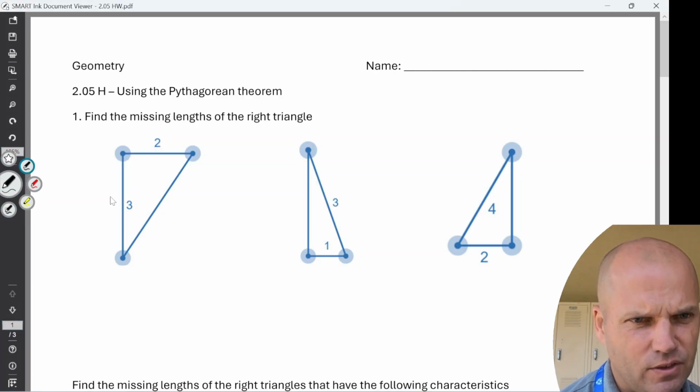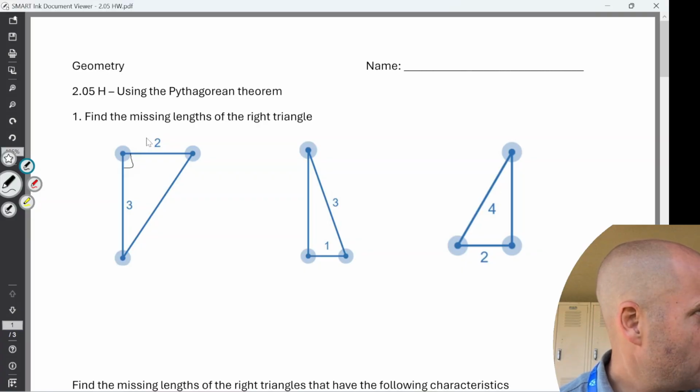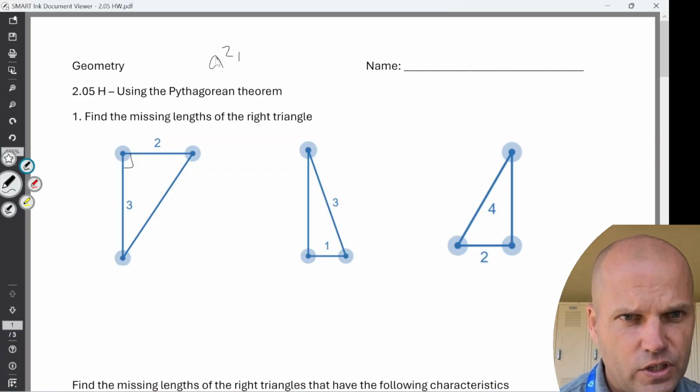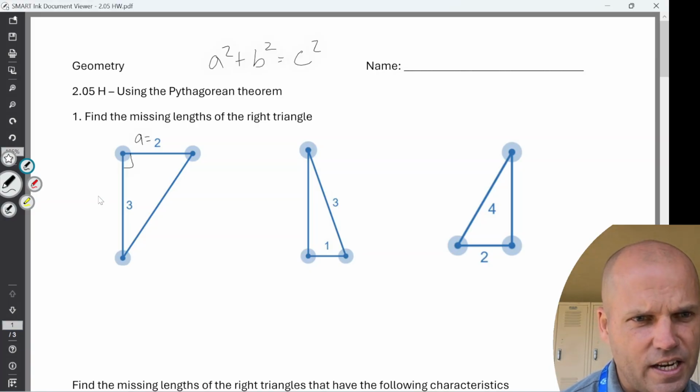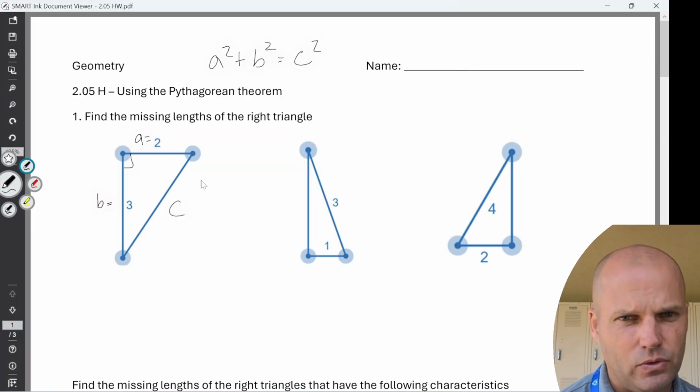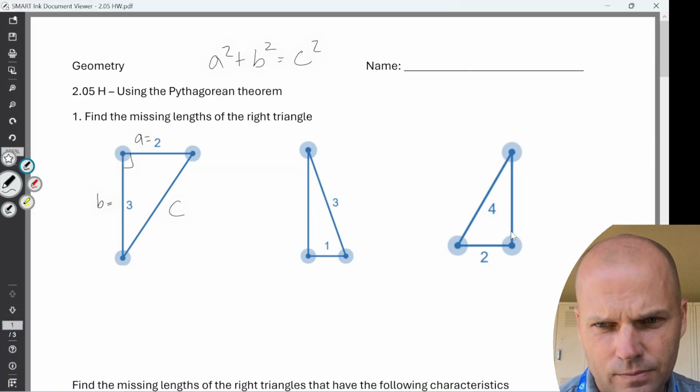We're finding missing lengths of right triangles, remembering that the sum of the squares of the legs equals the square of the hypotenuse. So make sure you identify what is the leg and what is the hypotenuse. The hypotenuse is always opposite the right angle.